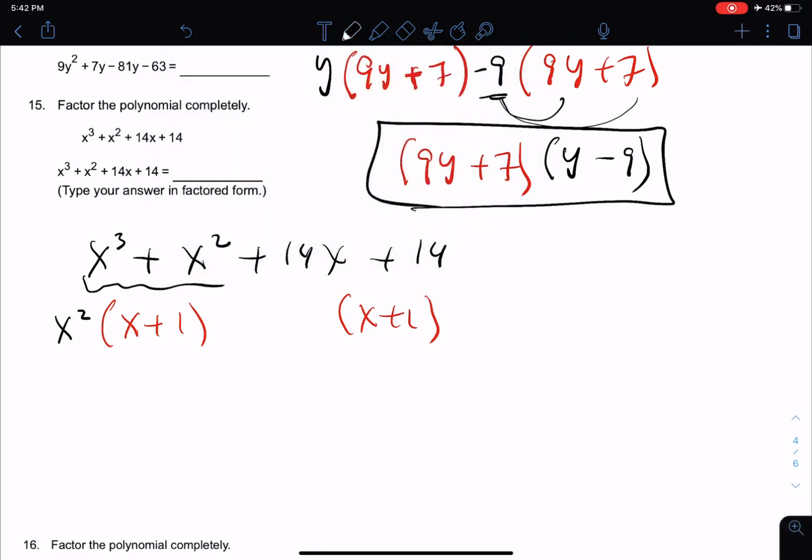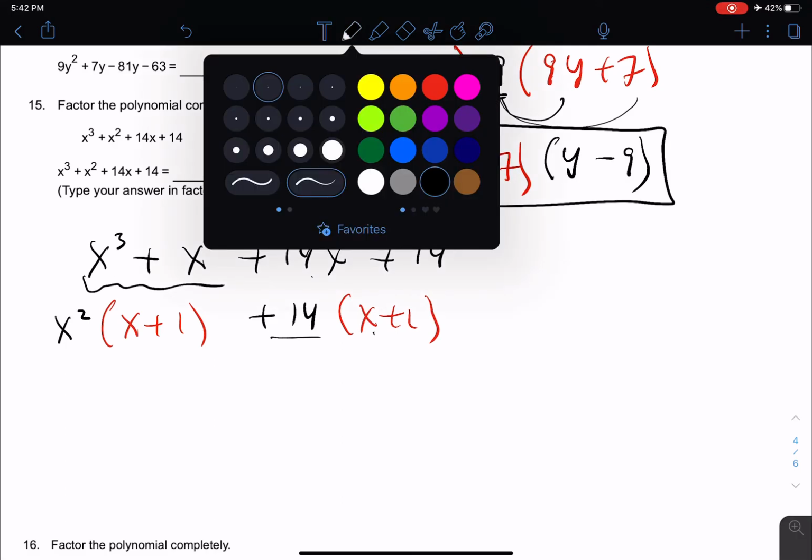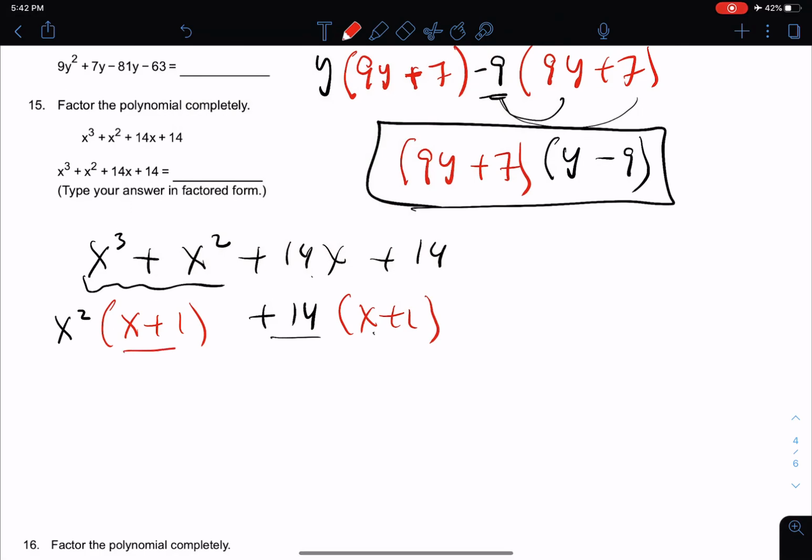So we just assume that temporarily and say, what times x gives me 14x? Well, this better be 14, since 14 times x is 14x, and 14 times 1 is 14. So that worked out beautifully. And now we're going to go for the finished answer. Our common factors factor out to x plus 1. And then what we have left is our x squared plus 14.